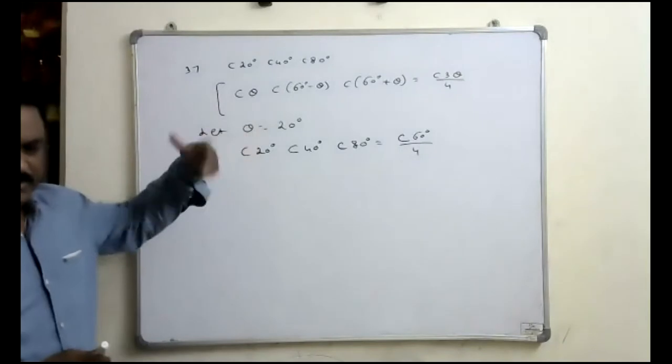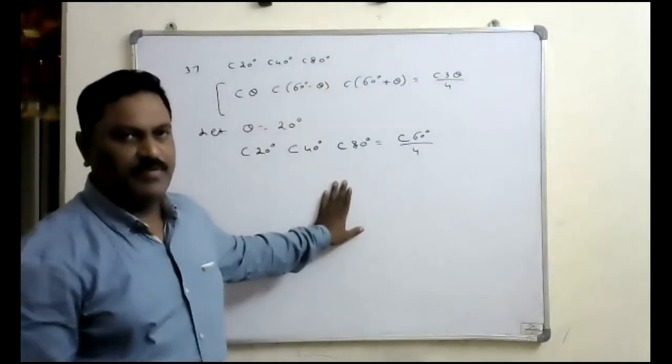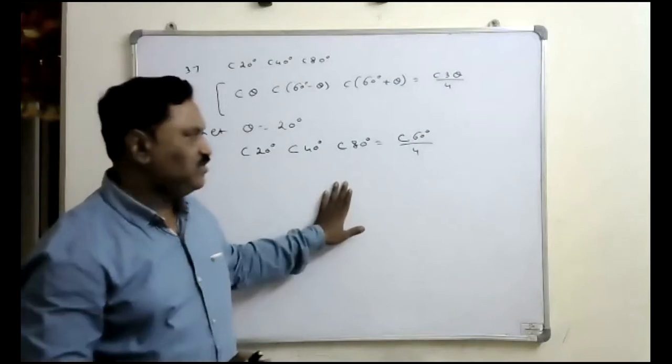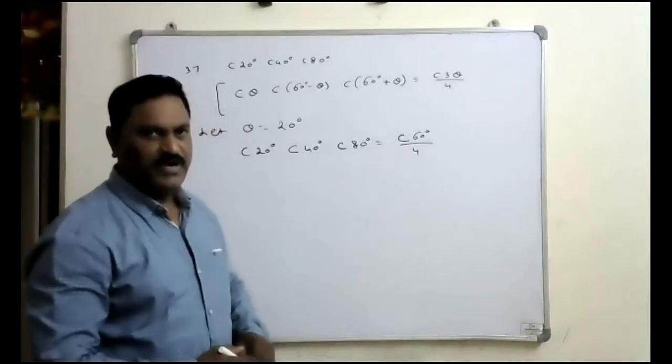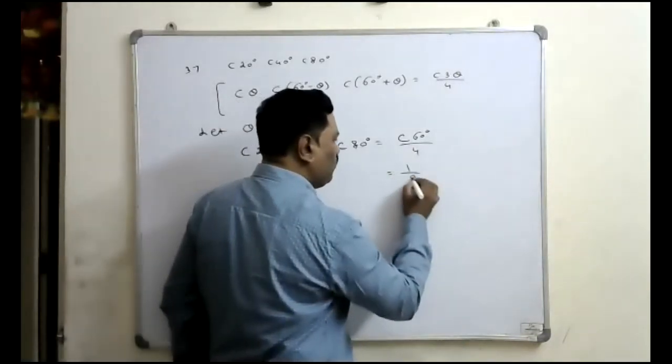So you have to compulsorily recollect this result. If you know this result, then only you can solve the problem. Otherwise, it is very difficult to solve. So cos 60 is 1 by 2, by 4, which is 1 by 8. So the answer is 1 by 8.